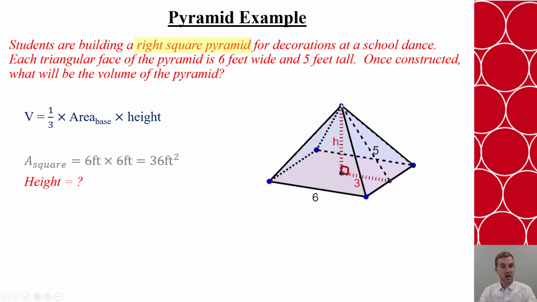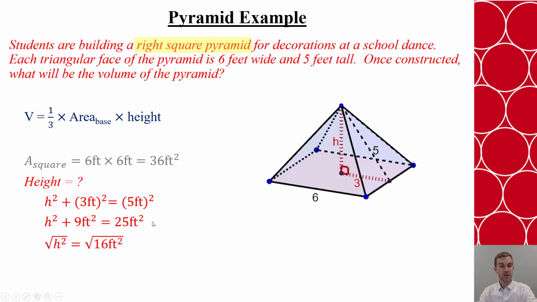Since it's a right triangle, I can use the Pythagorean theorem. So the height squared plus 3 feet squared will equal 5 feet squared. So that tells me that the height squared plus 9 square feet equals 25 square feet. And then I will subtract the 9 and then take the square root so that I can get back to just the height measured in feet. So the square root of 16 square feet is 4 feet.